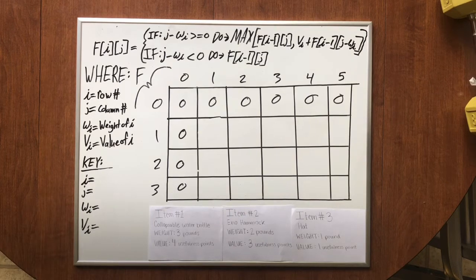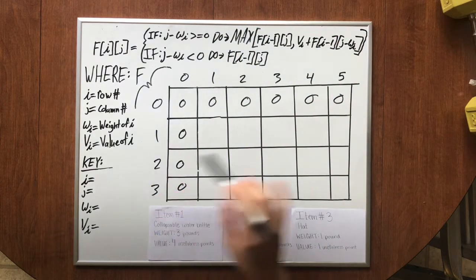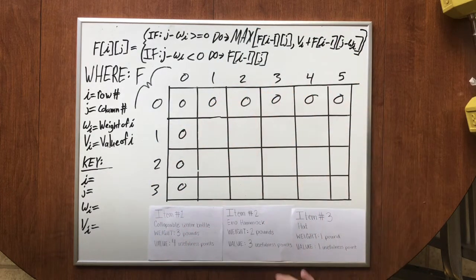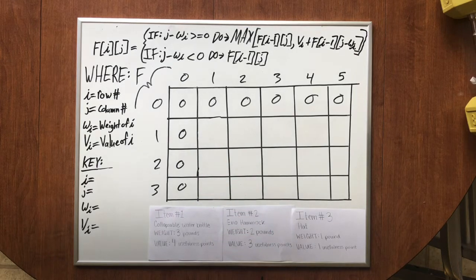So I've got a lot of stuff going on here. I've got this massive looking formula up here. I've got a key right there, a matrix right here. And so I'm just going to talk about a couple of these things and teach you all about this algorithm.